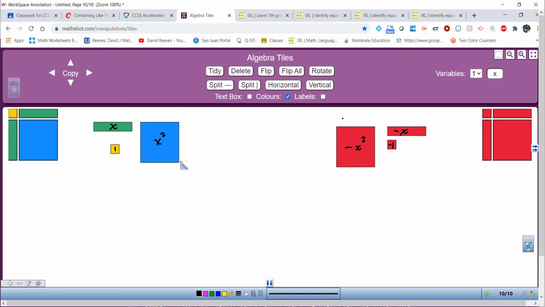And so we can use these to illustrate working with expressions, and of course we also can use them with equations, but today we're just going to use them with expressions.